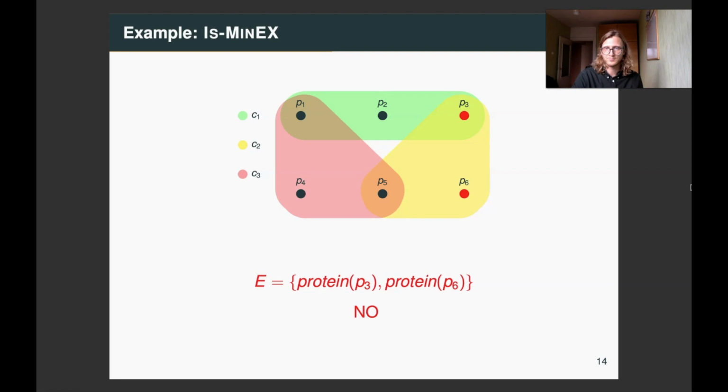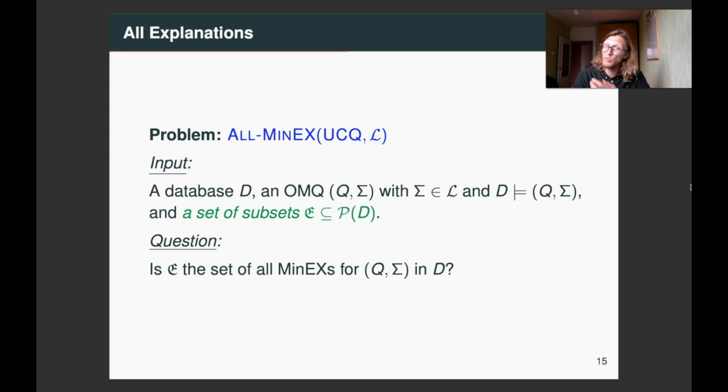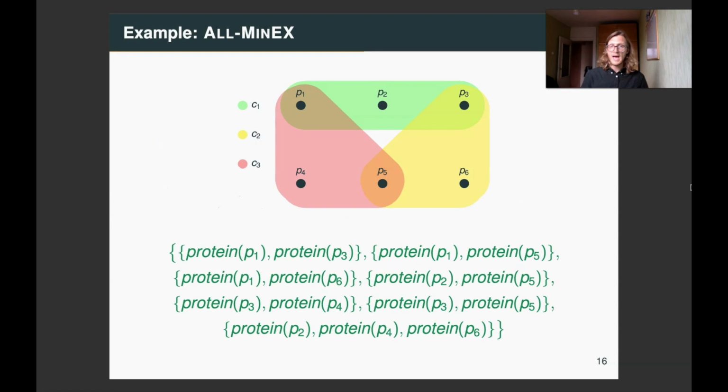while some subsets are rejected because they are not minimal explanations. The other fundamental problem is all minics, the problem of recognizing a set of all minimal explanations. And this is a decision version of a problem of constructing the set of all minimal explanations. So given a set of subsets of the database, we are asking, is the set of subsets exactly the set of all minimal explanations for the given ontology-mediated query? Okay? So on our example, we have 7 minimal explanations, that is 7 protein covers.